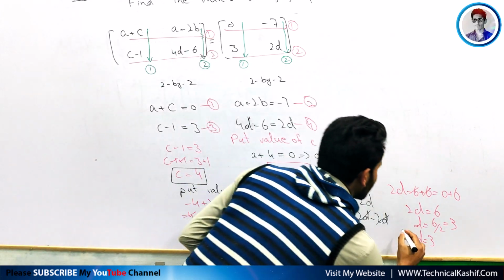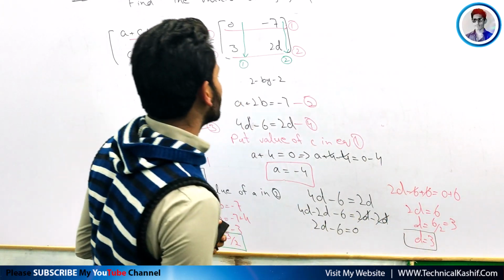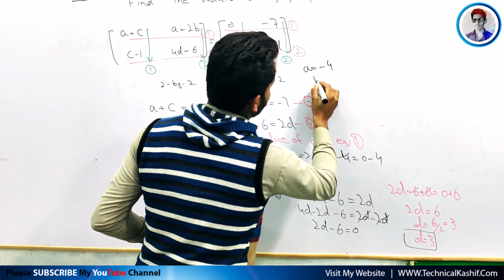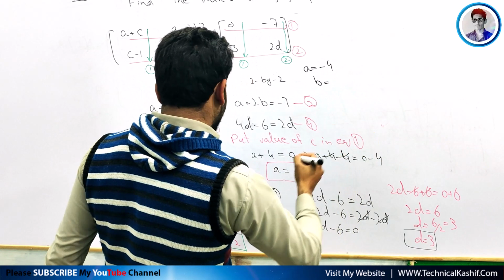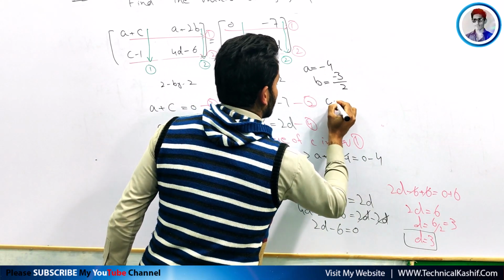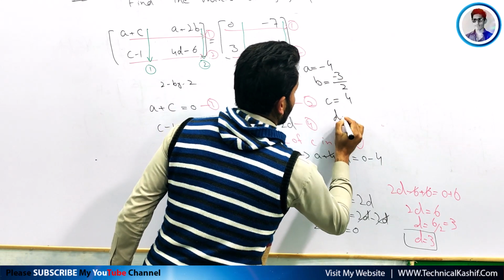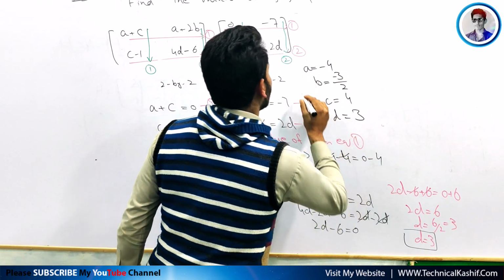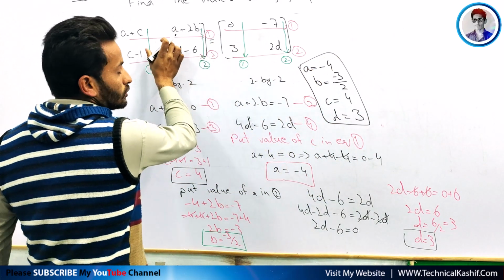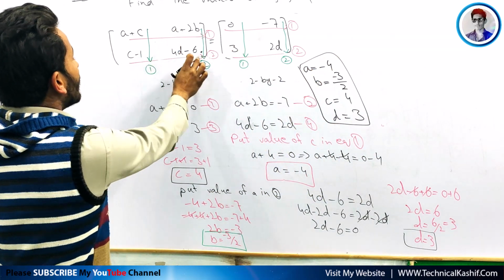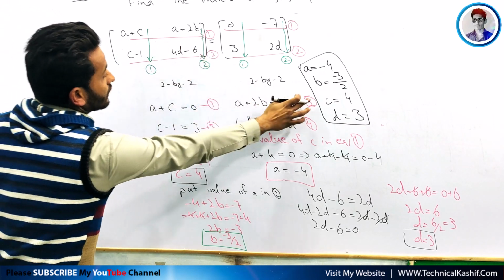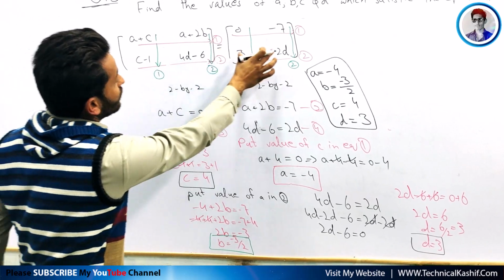By using these equations, we have found all the values. a is equal to minus 4, b is equal to minus 3 by 2, c is equal to 4 and d is equal to 3. So all these values we have found. We can use this equation for the complete verification. We use these values in this equation, which is equal to this matrix.